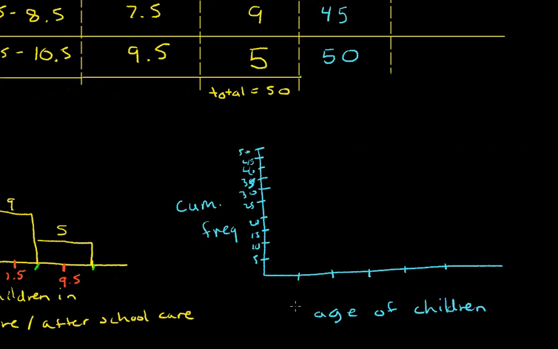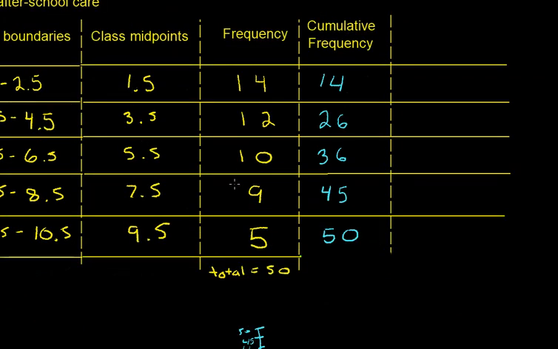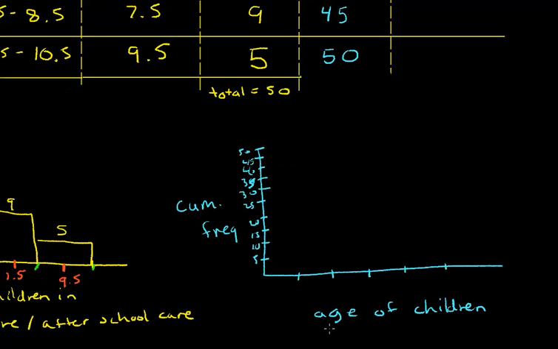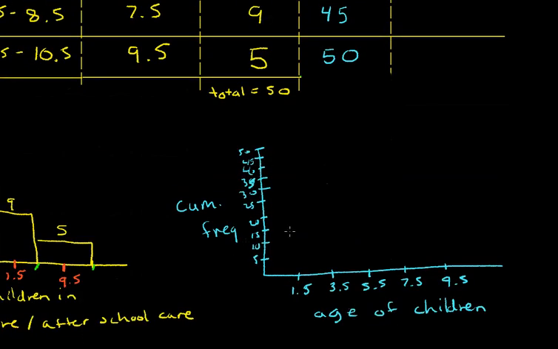Let me go ahead and remember what my midpoints are. My class midpoints are 1.5, 3.5, 5.5, 7.5, and 9.5. Then I'm going to have a point for each of these classes. So at 1.5, the cumulative frequency is 14. So I'll go ahead and do a dot there at 14.